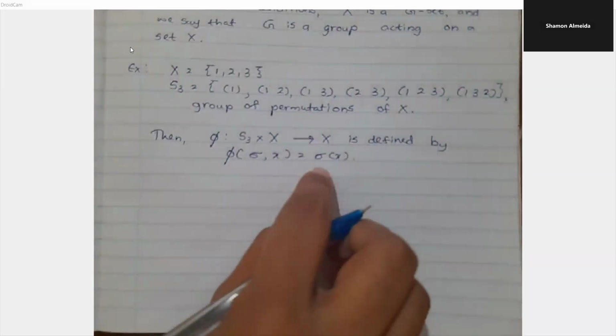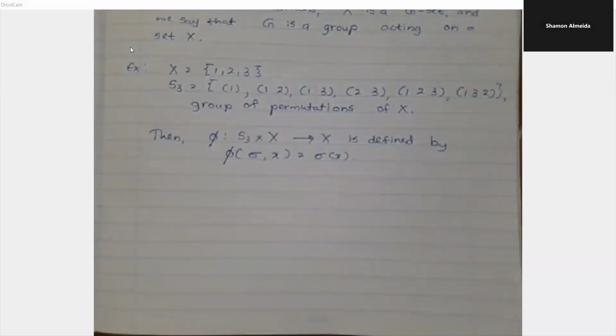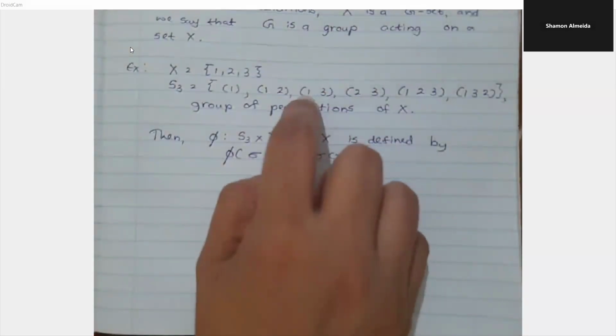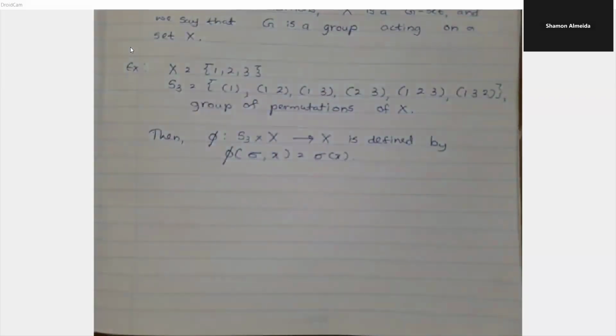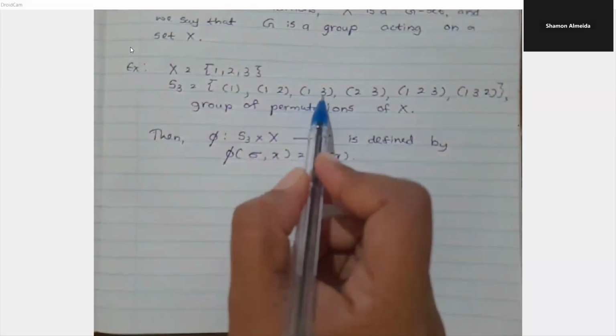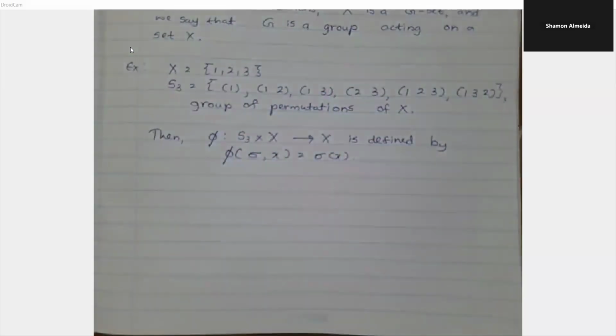What do I mean by this? Now remember, sigma is a permutation. In other words, it's a function, a bijective function from X to itself, right? If you recall, if I take sigma to be this cycle (1 3), containing these elements 1, 3, what does it mean? Sigma is a function from X to X, which maps 1 to 3, 3 to 1, 2 to itself. So it's a function, right?